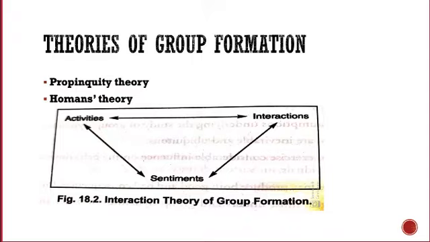A very simple way: the first time you come to college, or even in school when you join a new class, you sit with certain people who are strangers to you, you talk to them, and from next time, because you got familiar with them, you might sit with them and form a particular group, right? So the proximity theory is that nearness is the cause of the formation of the group.